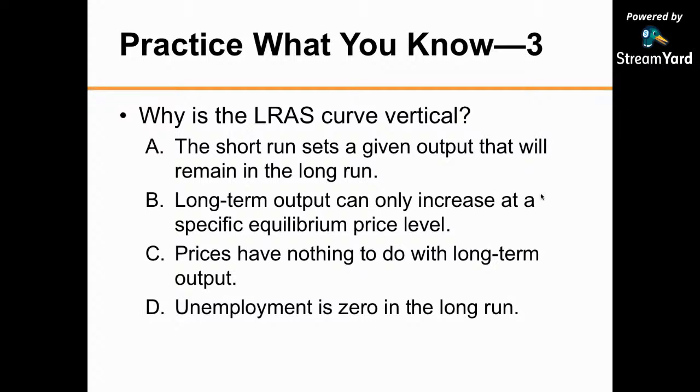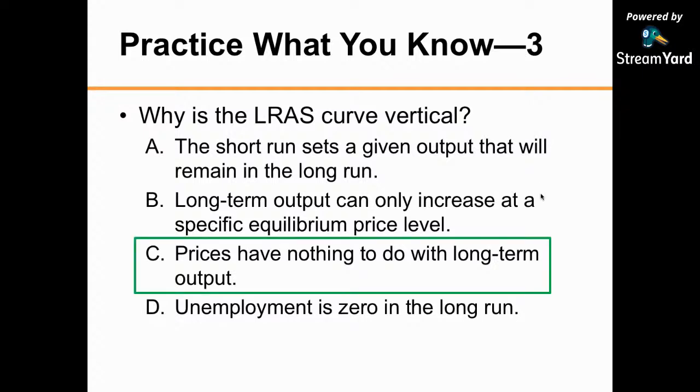Wonderful. The correct answer for this question is C. Prices have nothing to do with long-term output. And the reason being, that was very briefly inserted in the earlier slides, was that in the long term, prices have a chance to adjust. So in the long term, prices really aren't going to have anything to do with long-run output or aggregate supply. And that's why we don't have to worry about that curve not being a straight line.